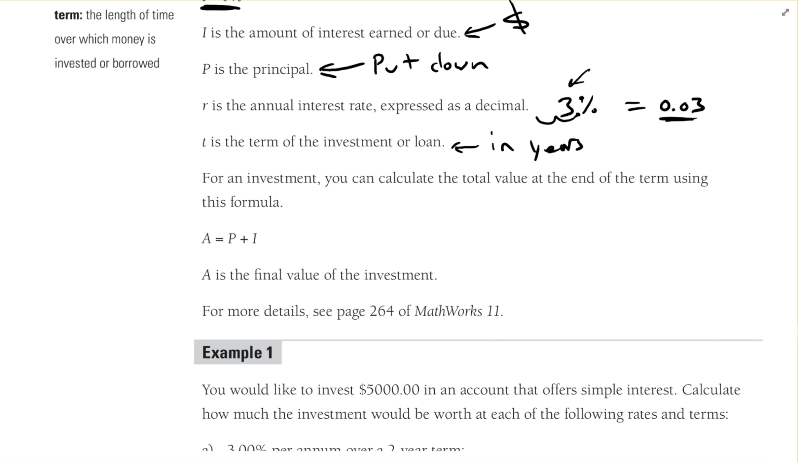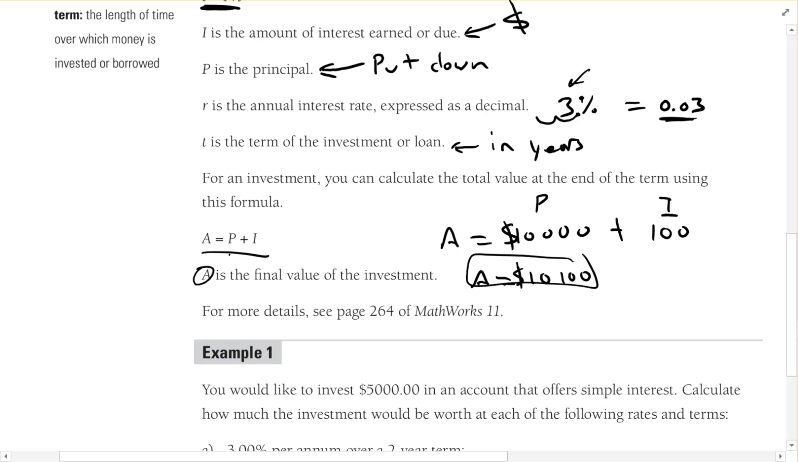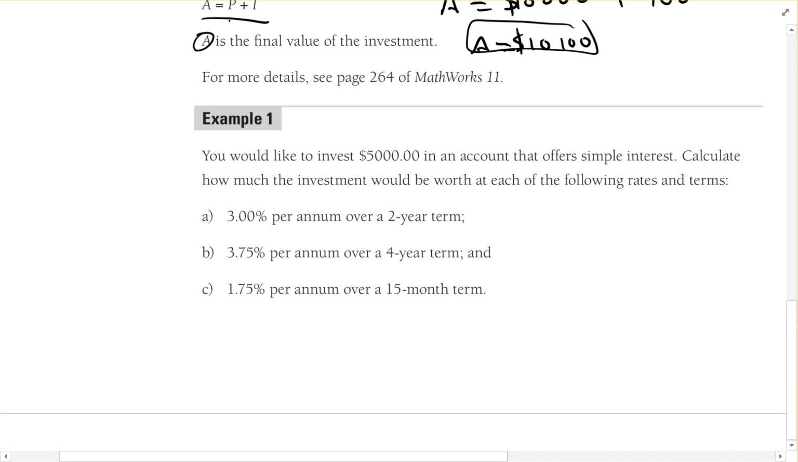Okay, and then this last part here, it says A is equal to P plus I. All that's saying is the total amount is A. So A is the final value for the investment. What that means is, let's say I originally put down $10,000, and so that'd be my P, my principal, and then I made, I don't know, $100 in interest. Well, then the total is A, right? So then you'd say A is equal to $10,000 plus 100. So that would be the total amount of money I had. That's all that's saying.